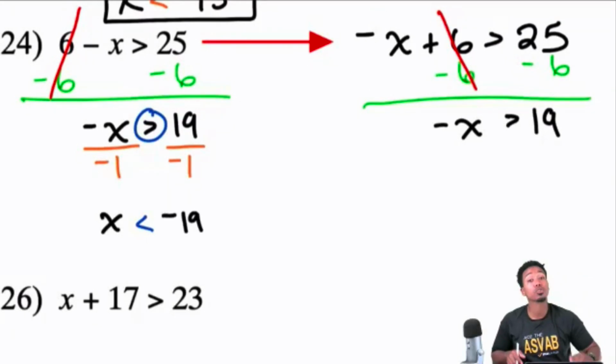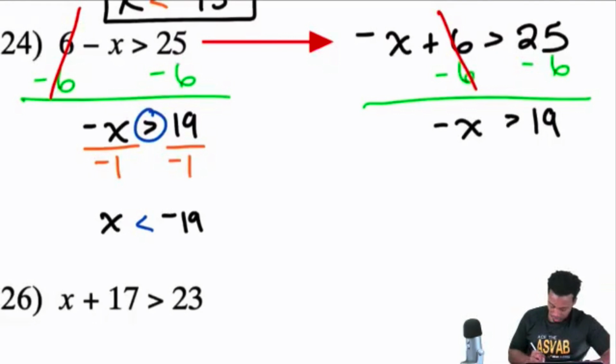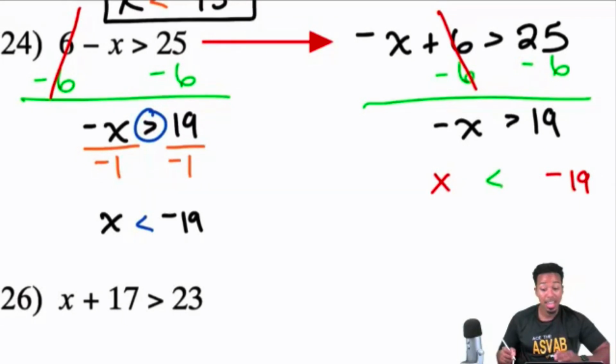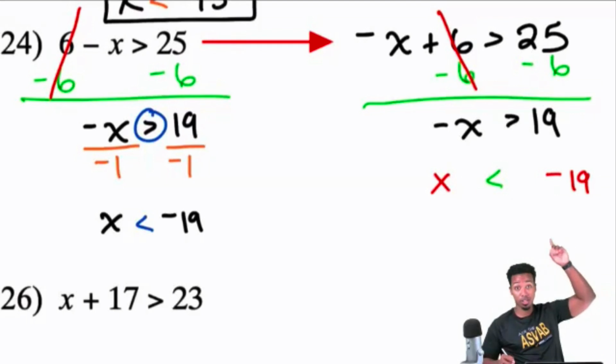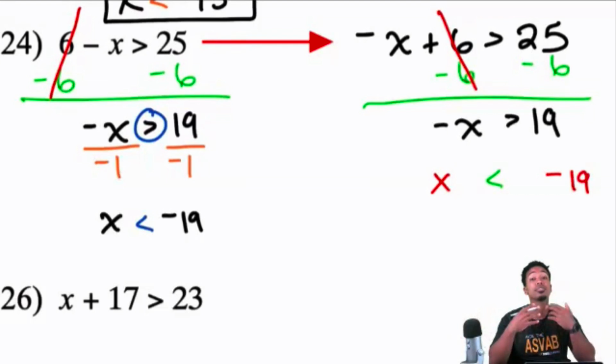So remember the shortcut, everybody. The shortcut that I taught y'all was, hey, look, if you want to get rid of a negative on the x or the y or the n or whatever, literally change every sign, flip the symbol. Remember what I said earlier? Change the signs, flip the symbol. That's what it is. Watch this. Change the signs, positive x, -19, and flip the symbol. That's what I was saying earlier. If you want to get rid of a negative, just change all the signs and flip the symbol.